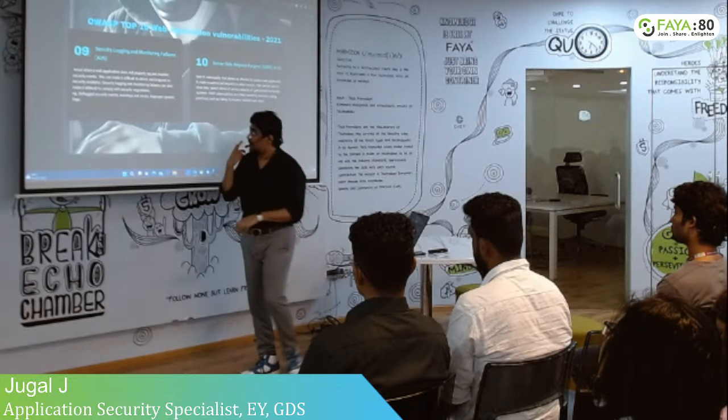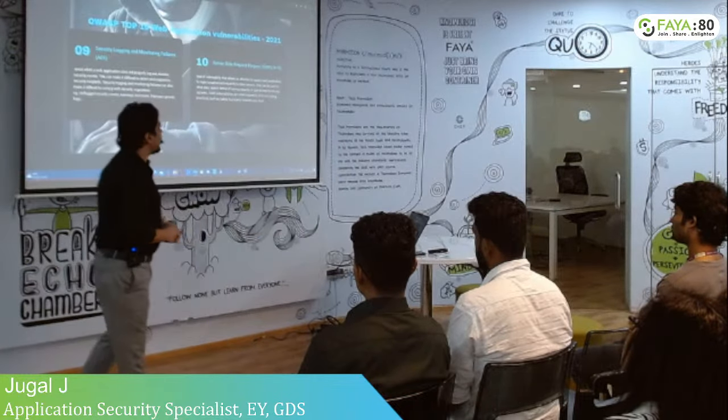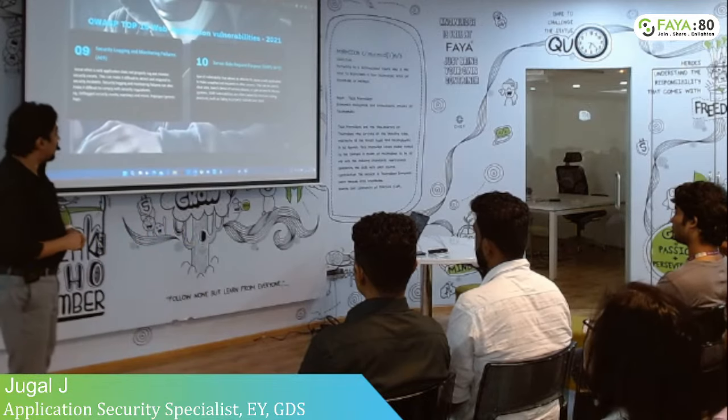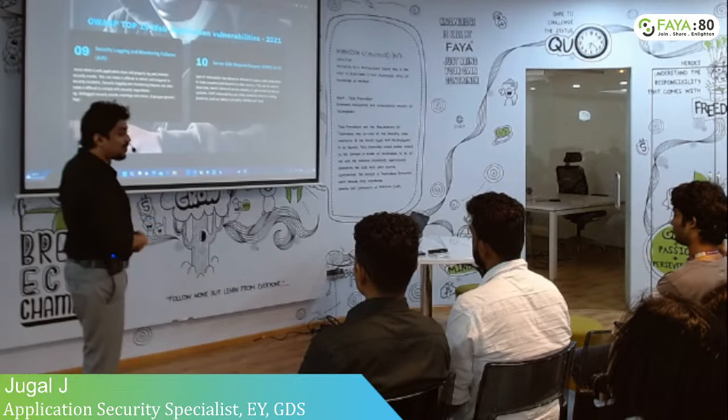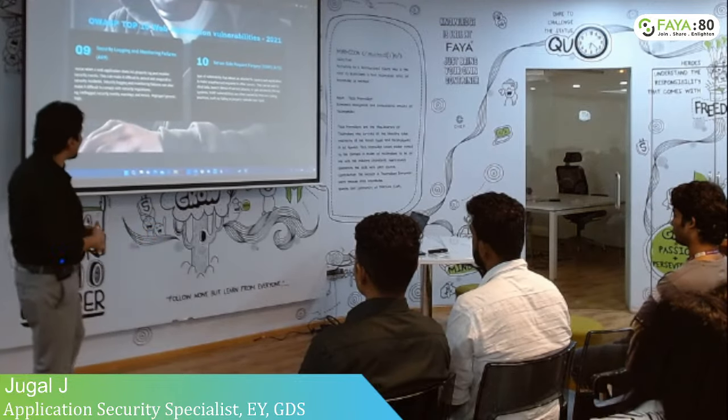Now these two are special because in the OWASP top 10, these are not really the most common ones, but these were picked by the people who participated in the survey. They said these are the most problematic ones. So these two ended up being in the OWASP top 10.